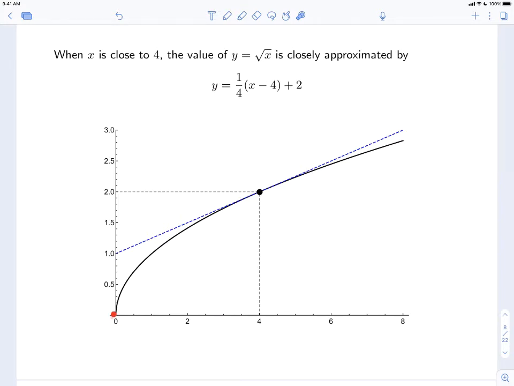And you can see that we have the square root function graphed here, and we've also graphed the tangent line. This tangent line has equation y equals 1/4 times x minus 4 plus 2. And you can see that as long as you're close to 4, as long as your x values are close to 4, then the output of the square root function is very close to the output of the tangent line approximation.